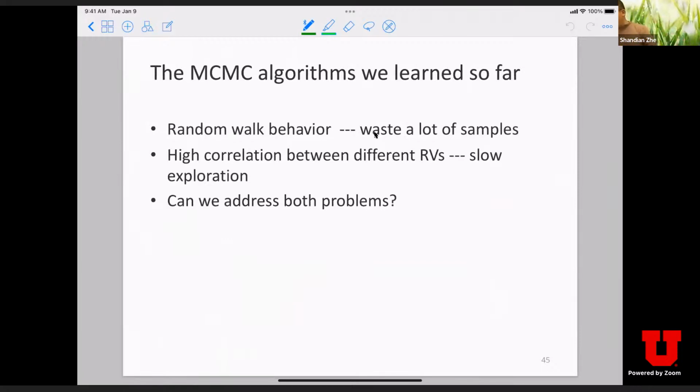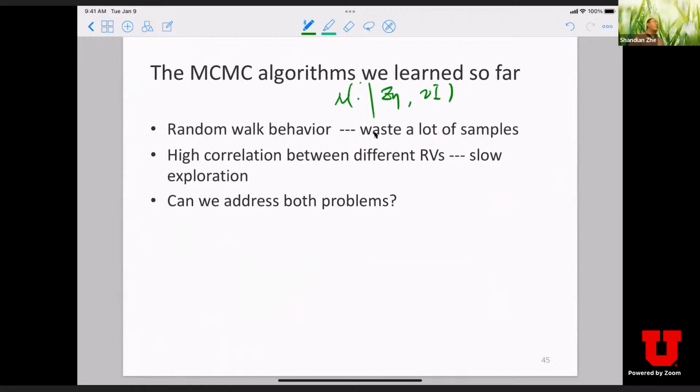Like say you have Zn, and you want to generate a proposal for Zn plus 1, you may just construct a Gaussian distribution with the current sample as the mean, and you set some variance, right? But that will bring random walk behavior, because it blindly generates new samples with equal chance in any direction. It has a very large chance to miss the high density regions.